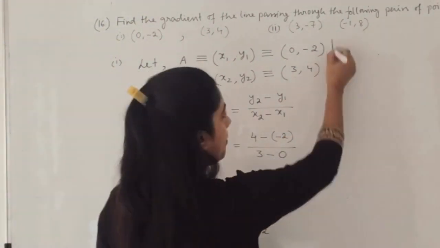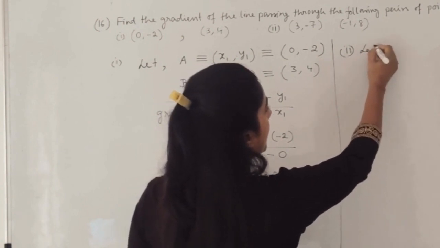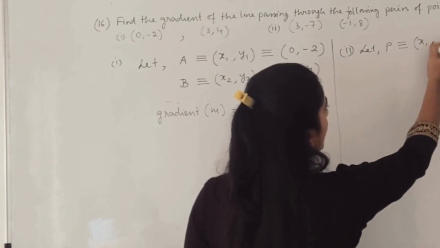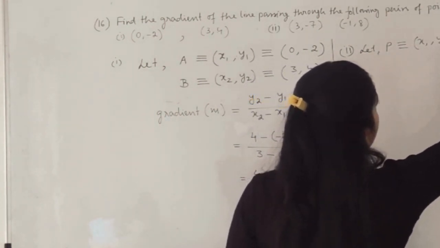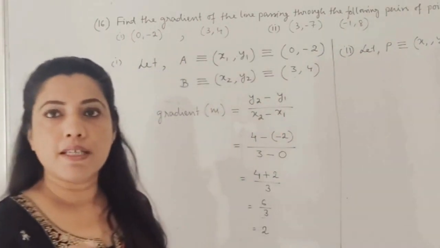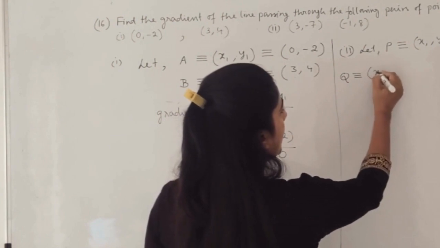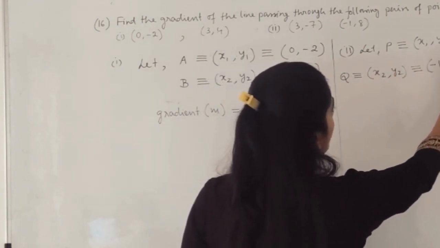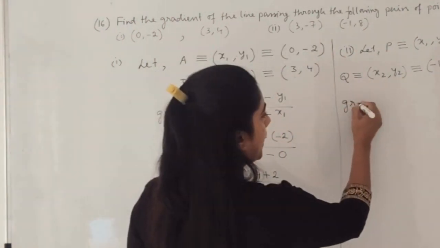Let us do the second sum also. In the second sum, let us consider P, which is denoted by x1, y1 and which is given to you as 3, -7. I am considering that as P. And another point Q, which is denoted by x2, y2 and which is given as -1, 8. Okay? So we need to find out the gradient.